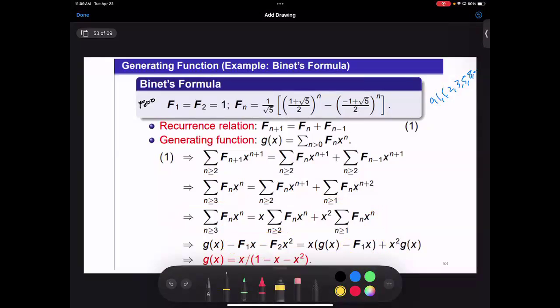And we're left with now g of x on both sides. So we have g of x, g of x, g of x. Just solve for g of x. And when the dust settles, you get g of x is x over 1 minus x minus x squared. We have an explicit closed form expression for the generating function.